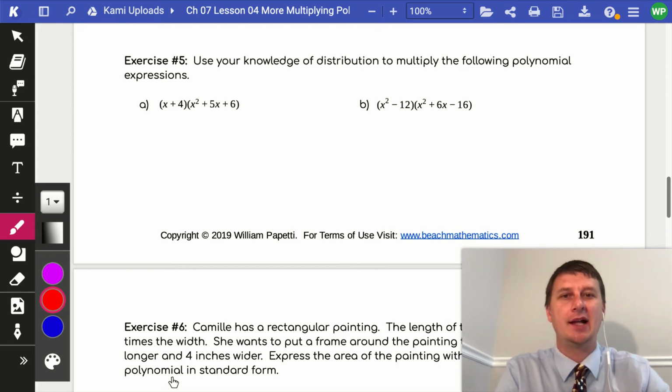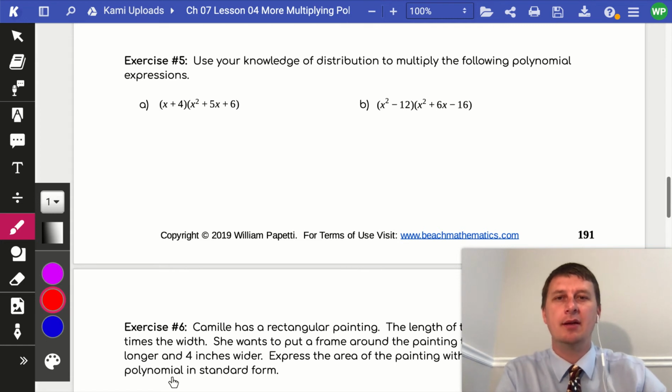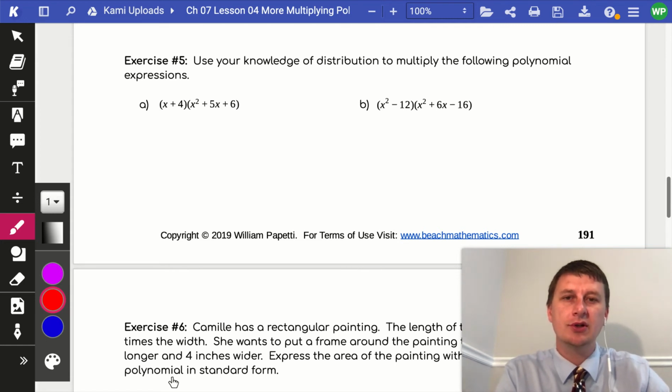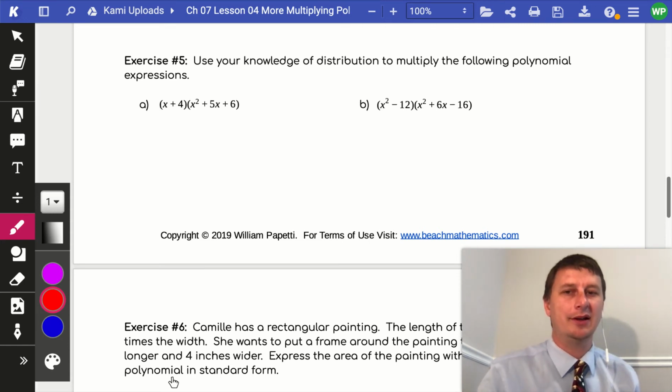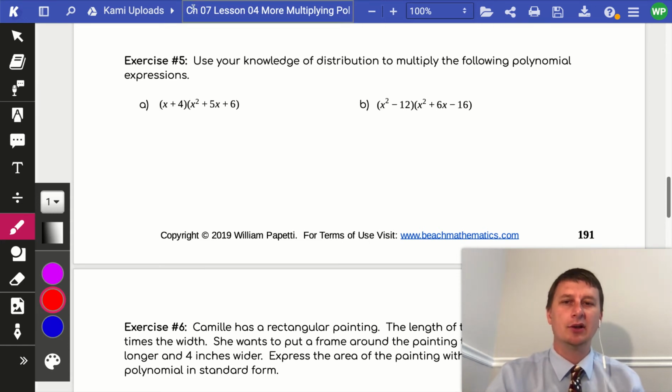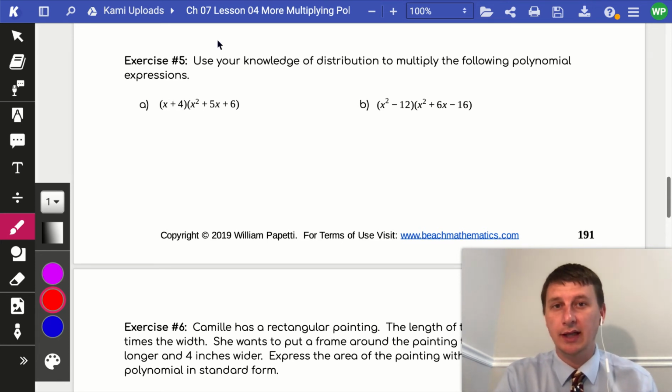And in this video we're going to continue on with exercise number 5, where it says to use your knowledge of distribution to multiply the following polynomial expressions. So if we take a look at part A, we have a binomial multiplied by a trinomial. So we've been using this lobster claw method, but let's not get sidetracked about drawing a lobster claw every time, but what we're doing every time.